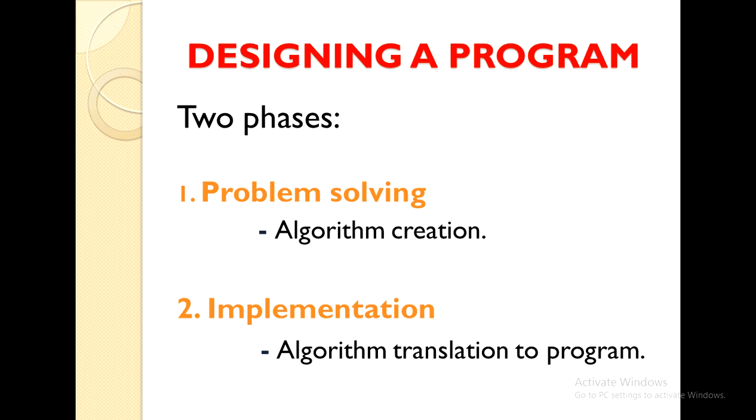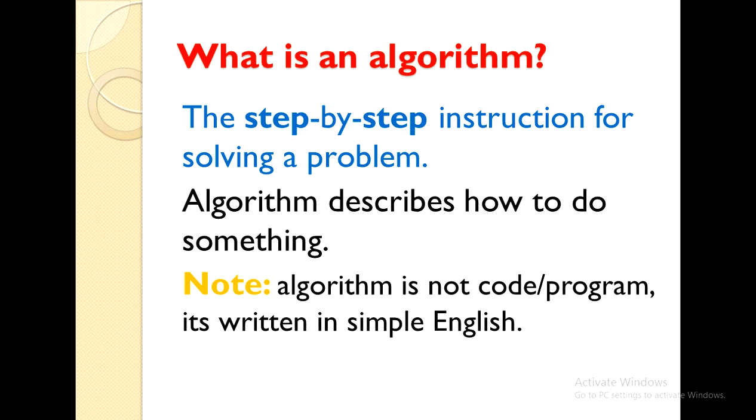In programming, when you design a program, there are two phases that are involved. One is problem solving. When you solve a problem, you use algorithm creation. The next is the implementation phase, which involves the translation of the algorithm into a program. So in this video, we're going to talk about problem solving, that is creation of algorithm.